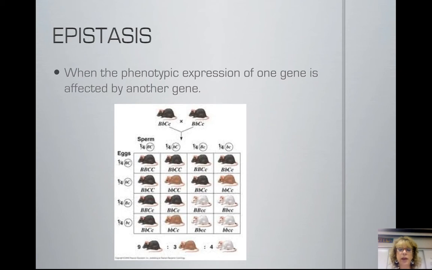If you have two lowercase a's, it blocks the color development. So if you have two lowercase a's, you're going to be an albino regardless of whether you have a dominant B or not. So one gene is affecting the expression of another.